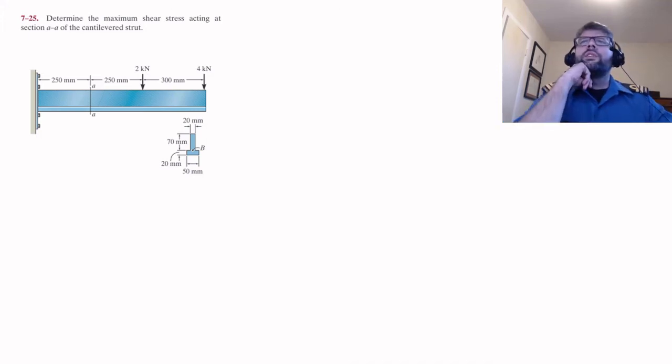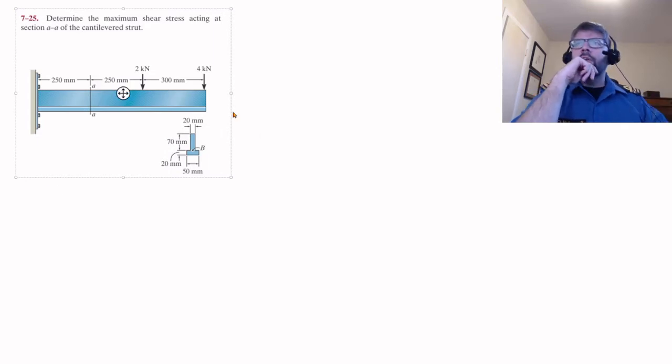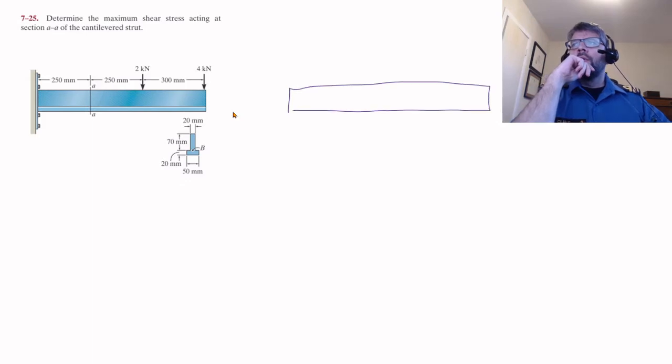Alright, so let's have a look at this one here. First things first, let's do a free body diagram of this sucker. So we've got this bar, let's call this A. Got 2 kilonewtons acting here. We've got 4 kilonewtons acting here.